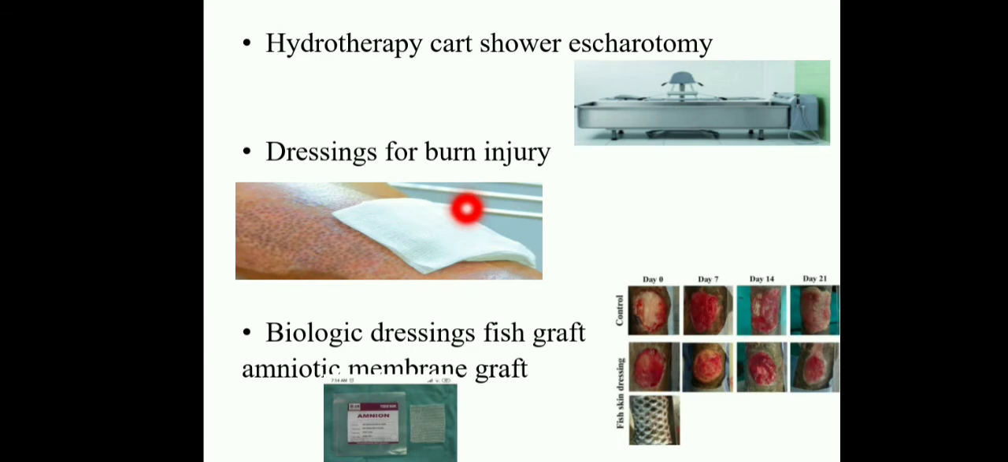Then dressings. The second one is dressing for the burn injury, they use antiseptic or antibacterial dressing agents on the injured skin. And the third one is a biological dressing, that is fish graft and amniotic membrane grafting. In this last image, the amnion, an amniotic membrane graft is used. This is the fish skin grafting dressing.